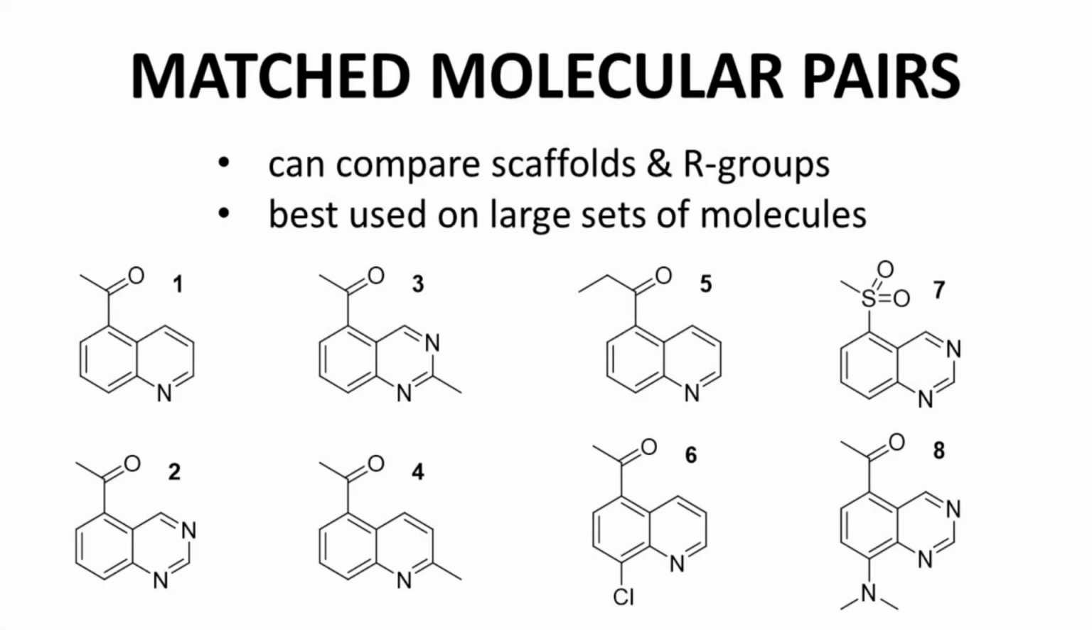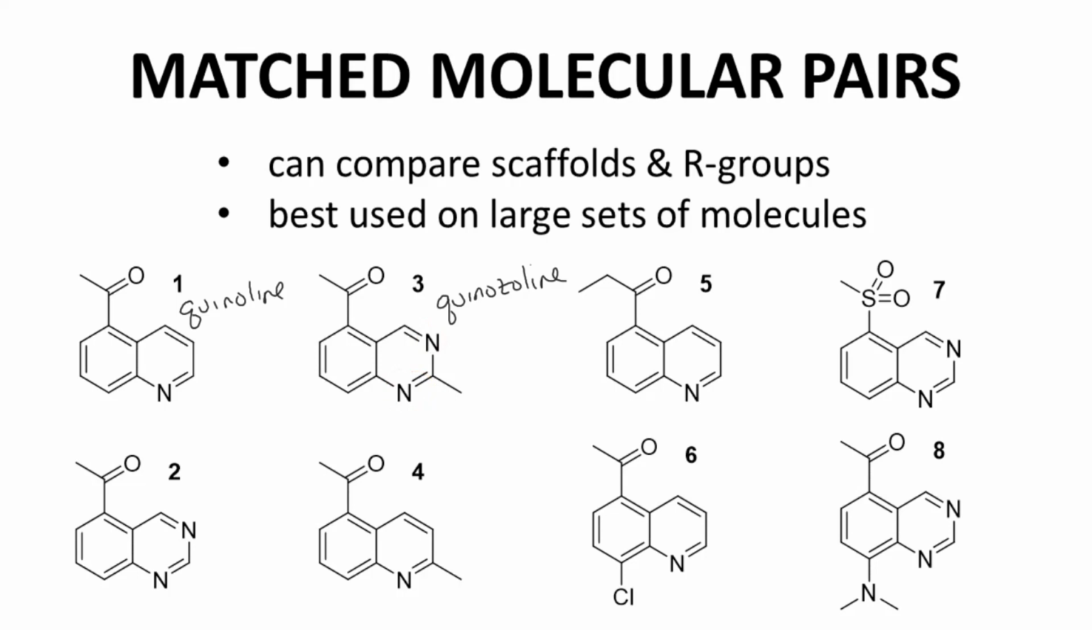Matched molecular pair, or MMP analysis, is used to compare both different scaffolds and substituents off the scaffolds. MMP analysis requires a set of compounds to have already been prepared and assayed for activity. So here are 8 compounds. Among these compounds, we have 2 different scaffolds. The quinoline with 1 ring nitrogen and the quinazoline with 2. We also have some different substituents around the ring.